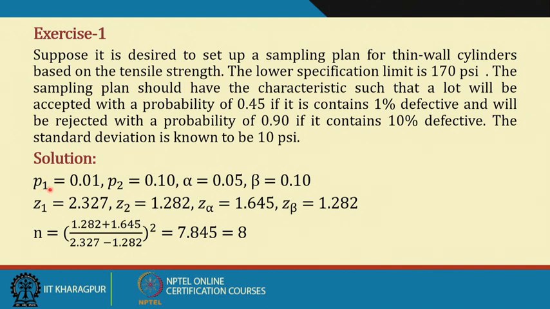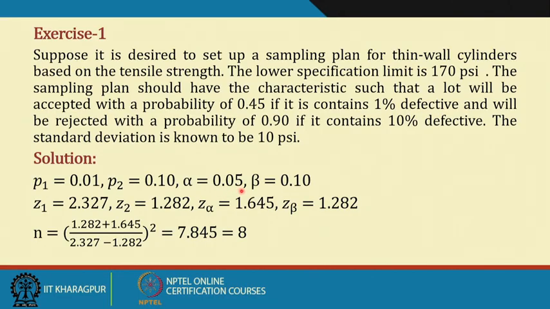The solution is: a good quality is given by the proportion non-conforming, that is 1%, that means P1 is 0.01. A bad quality is specified as 10% non-conforming, and so the value of P2 is 0.10. You please refer to the derived expressions for the parameter values of the variable sampling plan. The value of alpha, that is the producer's risk, is 0.05 and the value of beta is 0.10.